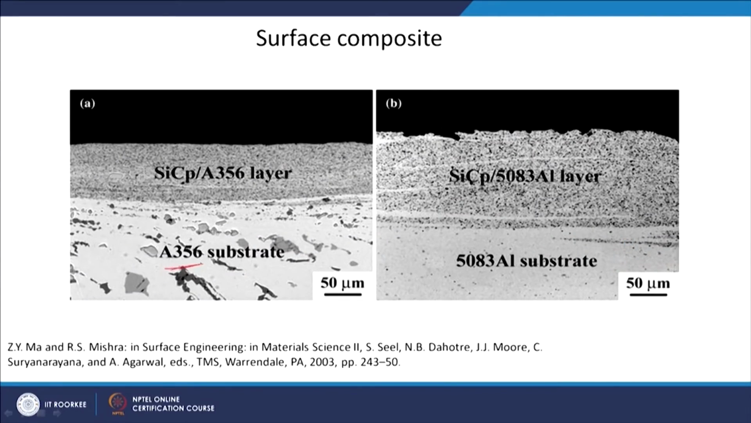So, all these silicon carbide particles will be distributed throughout the matrix, and that will give you a hard surface and maybe a ductile or tough inner material. For example, this is an A356 alloy, an aluminum alloy, in which silicon carbide particles are introduced on the surface. So, this 50 micron is the scale.